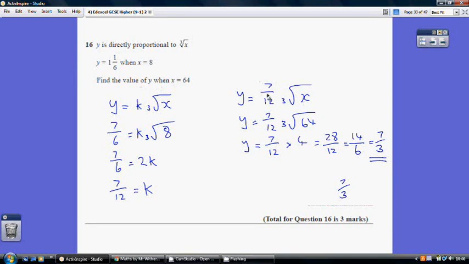So y equals 7/12 times the cube root of 64. The cube root of 64 is 4, because 4 times 4 times 4 is 64. So y equals 7/12 times 4. So that is 28/12, which is 14/6, which is 7/3.